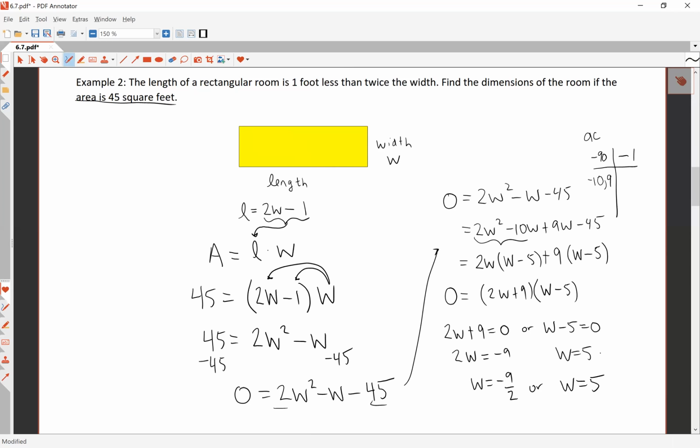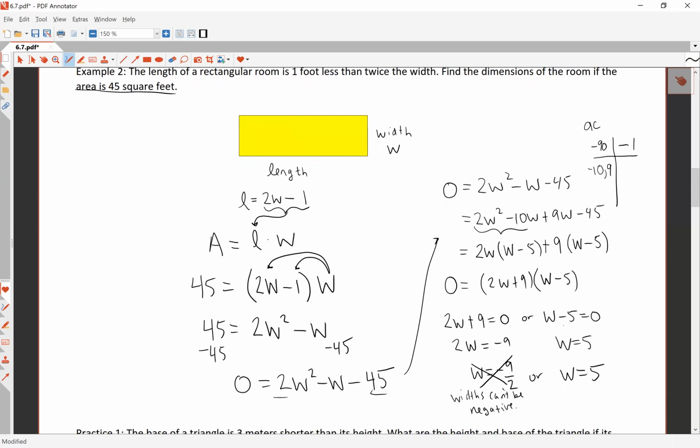But when talking about widths of a rectangle, we never say that a width is negative. So we cross that one out, and we just use the width is 5. And if the width is 5, the length is 1 less than twice the width. That makes 2 times 5, which is 10, minus 1, which is 9.